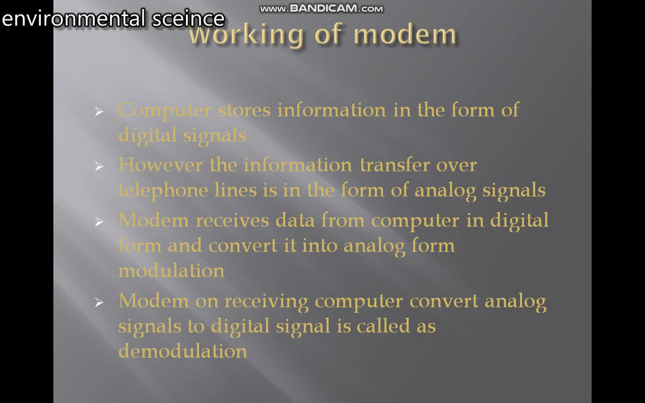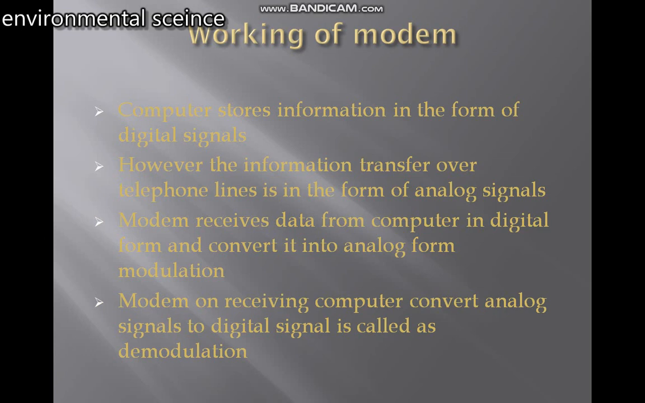Next, working of modem. We all know that a computer stores information in the form of digital signals. However, the information transferred over telephone lines is in the form of analog signals. Modem receives data from the computer in digital form and converts it into analog form, which is modulation. And the modem on the receiving computer converts analog signals to digital signals. This is called demodulation. So we know the concept of modulation and demodulation.